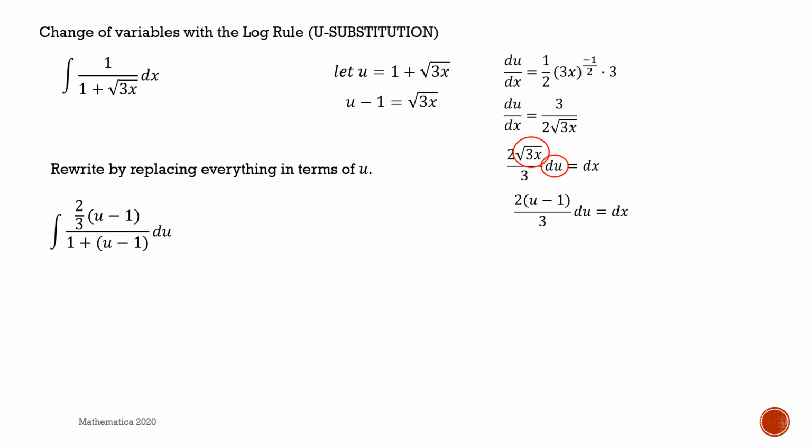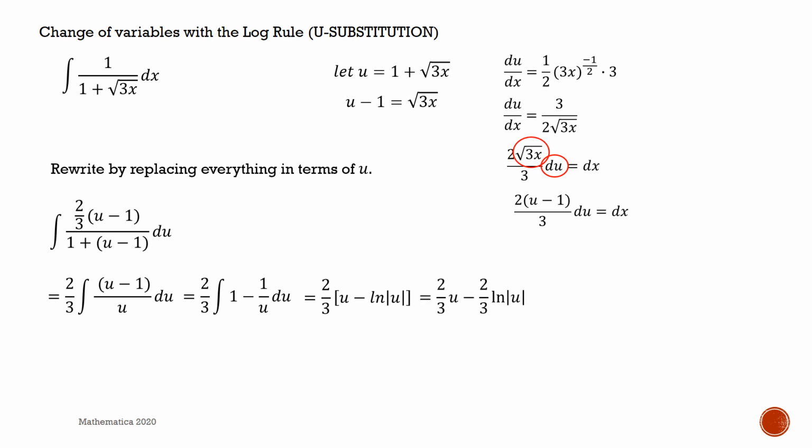All we have to do now is simply simplify, reduce, and break it up. Now I have 2/3 times u minus the ln of the absolute value of u. Distribute the 2/3. I get 2/3 u minus 2/3 times the ln of the absolute value of u, and simply replace u with what we had previously, which is 1 plus the square root of 3x. Don't forget to add my constant, and there is the antiderivative.